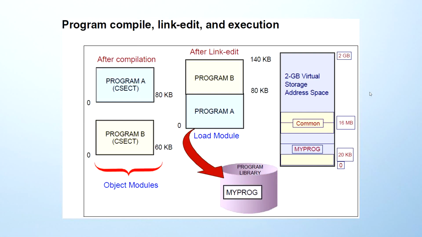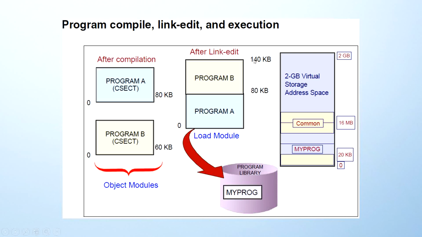Okay. Yeah, as we are talking about address space and virtual storage, this picture just provides you a glimpse of how a program is compiled, linked, and executed. So let's start from the left hand side. After compilation, you get the object modules. So here he is taking an example of program A and program B. One is of length 80K and the other is 60K. Once you link them, they both combine together and form a load module. So 80 plus 60, that is 140K.